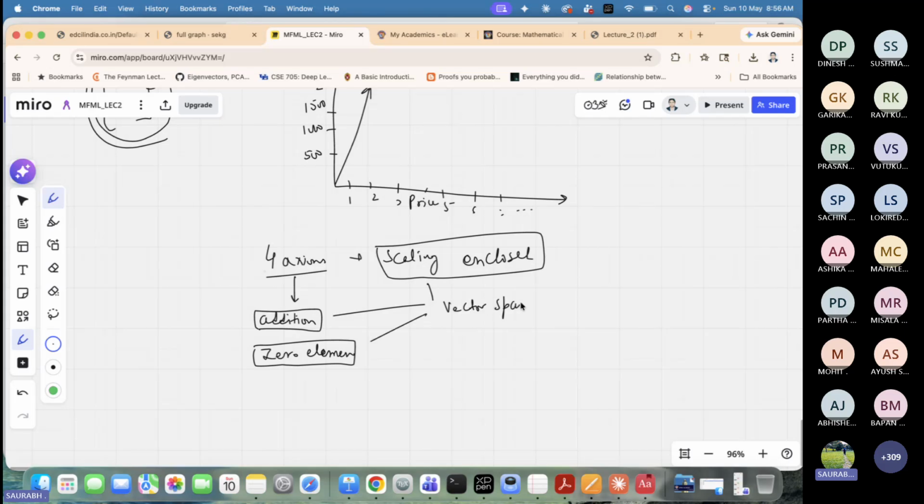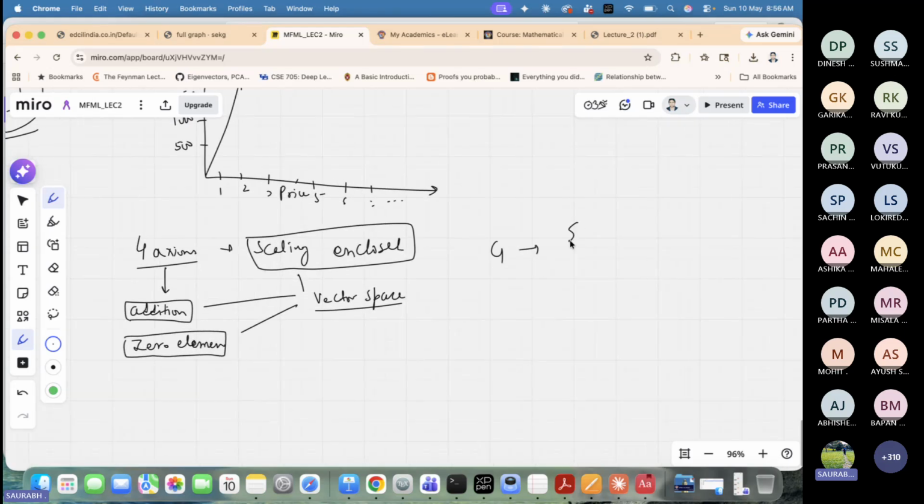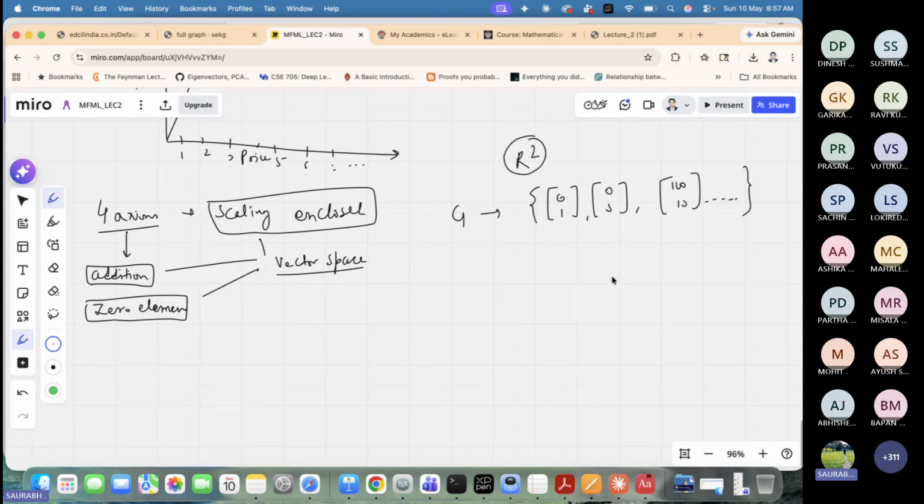Now get an understanding using an example. Think of a set G, and that set G is all possible two-dimensional vectors. Let's say I'm taking all possible two-dimensional vectors, and those could be 0, 1, 0, 0, maybe 100, 10, and so on. Whatever you can think of, all possible two-dimensional vectors. That is G.